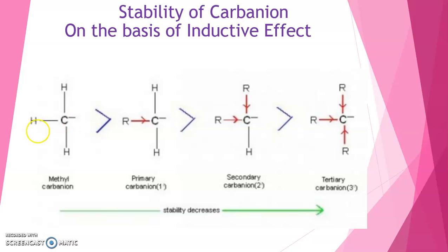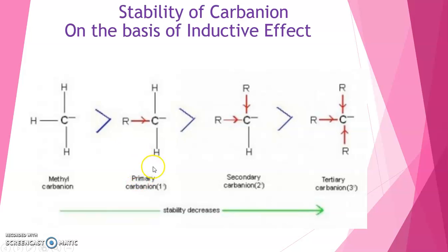Now in case of this carbanion, the carbon atom carries negative charge. It is in search of a positively charged ion. So a group which releases electrons, if attached to this carbon atom, decreases the stability of that carbanion. Listen carefully to what I am saying. A group which releases electrons, if attached to this negatively charged carbon atom, decreases the stability of that carbanion. In case of methyl carbanion, three hydrogen atoms are there and no alkyl group is there.